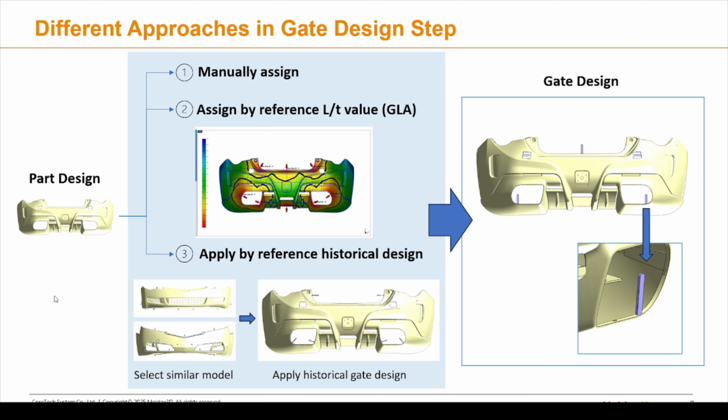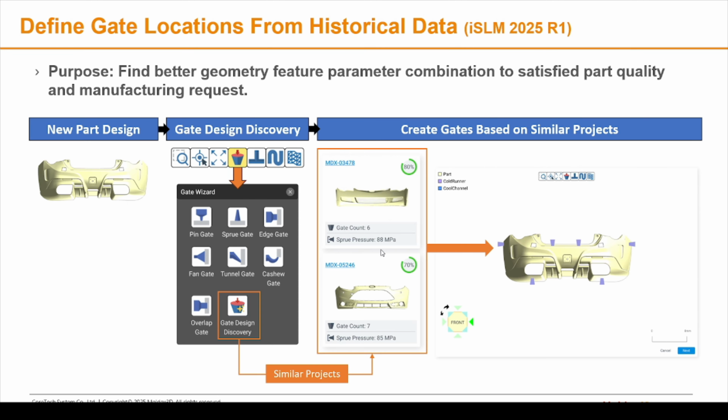The way this function will work is you're just going to import your part geometry, and the ISLM platform will look for all of the projects that you've run in the past. And based on a similarity index for the part volume, thickness distribution, gate count, sprue pressure, etc., it will suggest a number of gates and the location of those gates for the new part design.